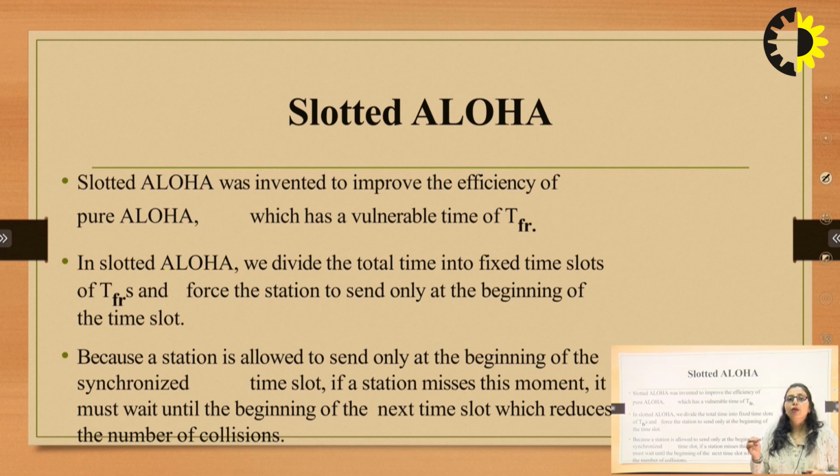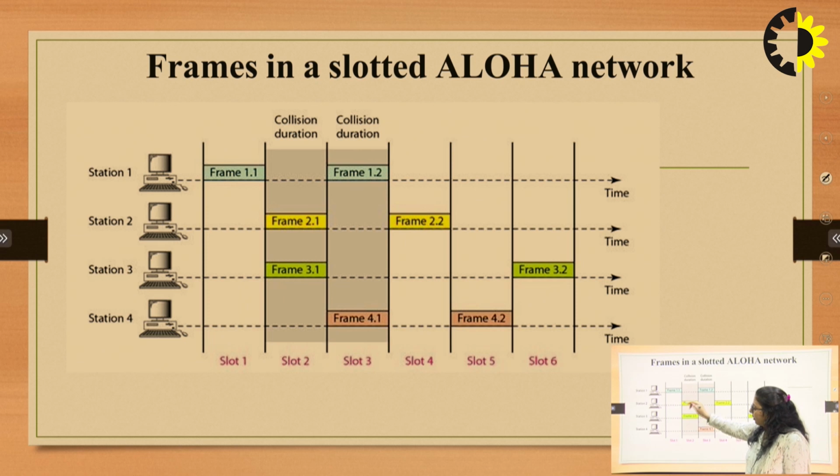Why are we dividing it into slots? Because the data can only be transmitted when the next slot starts, right? A station is allowed to send only at the beginning of the synchronized time slot. If the station misses that moment, it will wait until the next slot begins. In this way the number of collisions reduces, right? Here you can see the time is divided into a number of slots: slot 1, 2, 3, 4 and many more. Still there is a collision, but the chances of collision reduce.